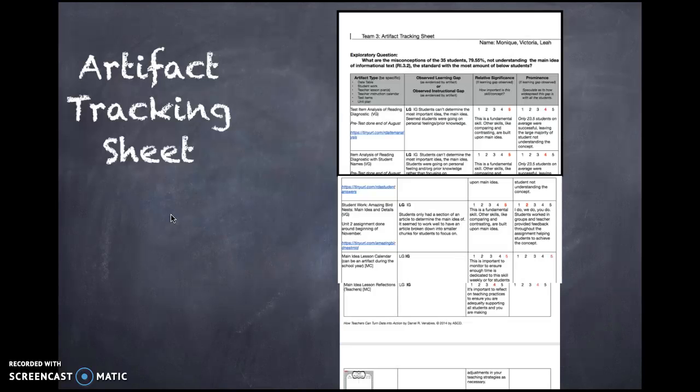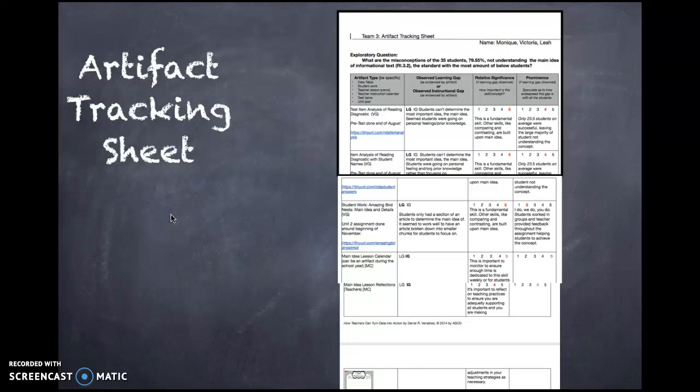Here's our artifact tracking sheet. As a team, we met on Google Hangout, and Victoria prepared most of the student-related artifacts, like the test item analysis of reading diagnostic, which was a pretest done at the end of August, and you'll hear more about that in our multimedia group presentation. She also presented to us student work, like an informal assignment the students did called Amazing Bird Nest, Main Idea and Details. It was a Unit 2 assignment done around November, so about 2 or 3 months after the pretest.